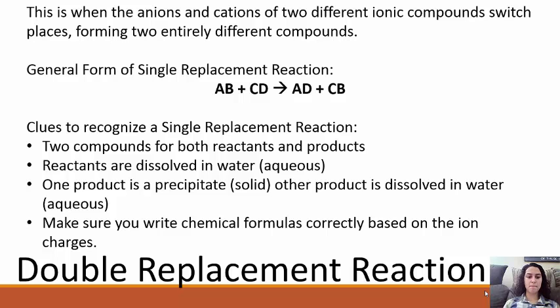water. Now when you're doing this, you have to make sure that you're properly writing the chemical formulas for the reactants and products. So we want to make sure that our charges are equal and balanced. So that's why it's important to know how to properly write ionic compounds for this reaction.